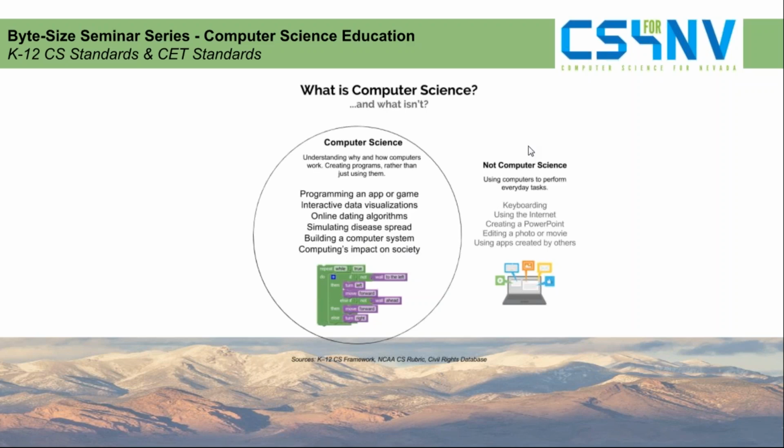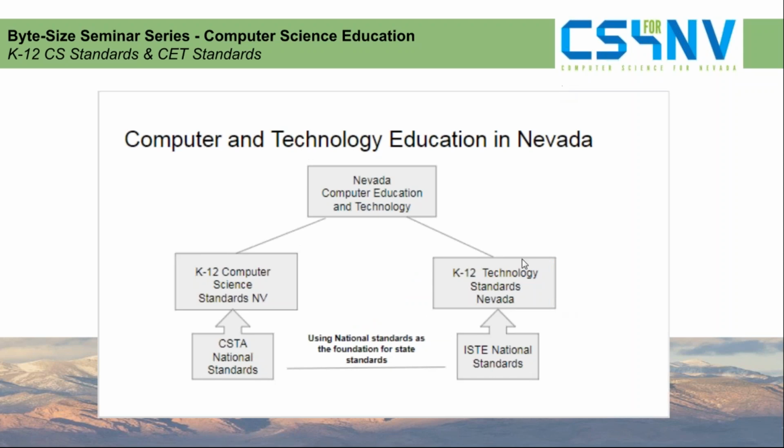What computer science isn't is just using computers to perform everyday tasks. So keyboarding, doing an internet search, making a PowerPoint for my English class, or editing photos or movies, or using apps that are created by somebody else. This would fall more under our technology standards versus our computer science standards. So it's important to understand the difference. And again, here's that visual of where the two form that complete computer education technology subject area.